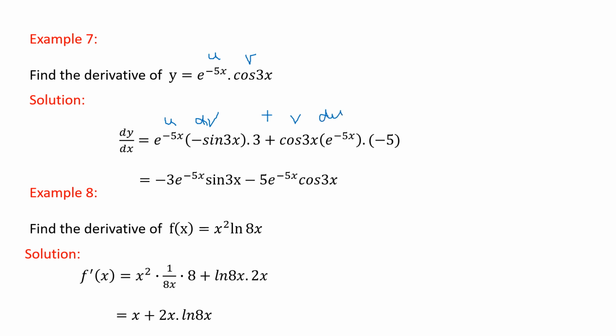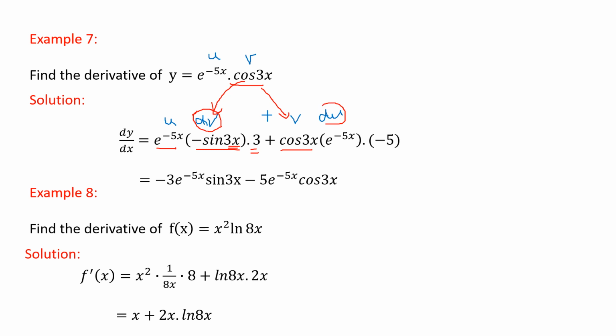So let me keep the term u as it is, that is e^(-5x). Then dv. What is the meaning of dv? dv means the derivative of v. So derivative of cosine 3x will give you minus sin 3x, then derivative of 3x will be 3, plus v. What is my v? My v is cosine 3x. So let me keep cosine 3x.